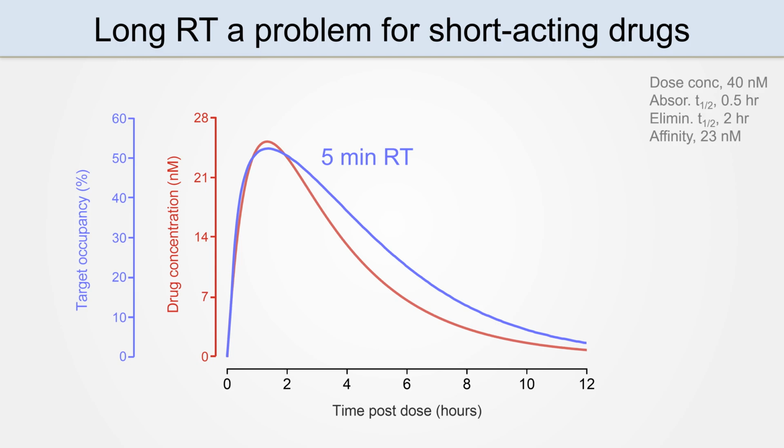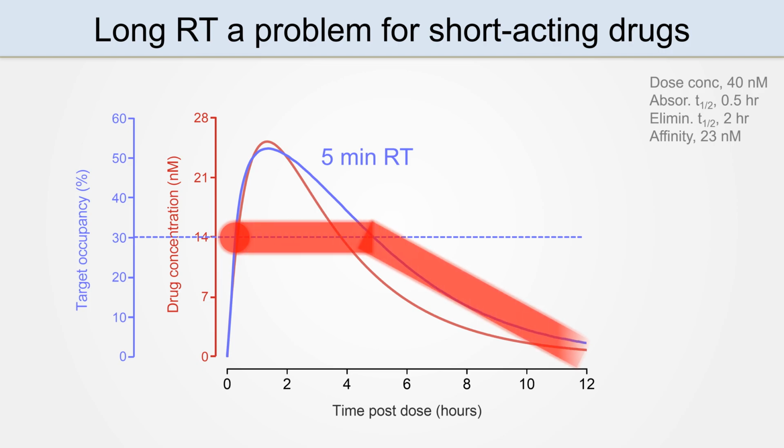In red here we have the drug concentration with an elimination half-time of 2 hours. In blue here we have the target engagement for a compound with a short residence time of 5 minutes. Target engagement of 30% is required for efficacy for this class of drugs. We hit this threshold in a few minutes with this compound, remain above it for about 5 hours, after which the target engagement wears off. So this timing is just right for a sleep drug.